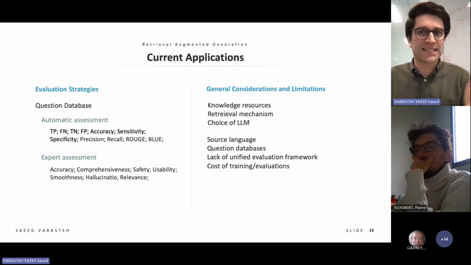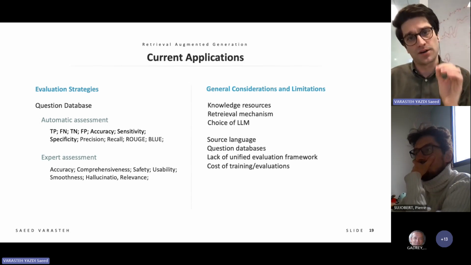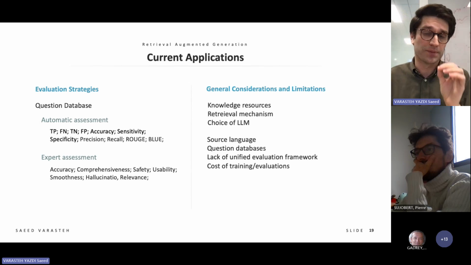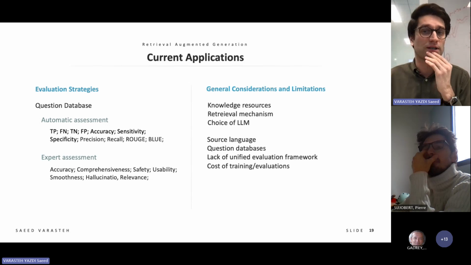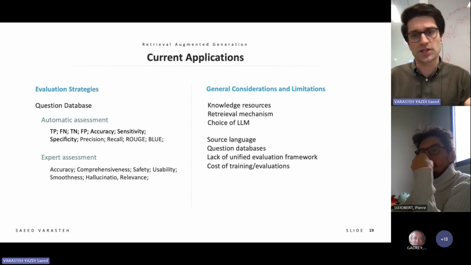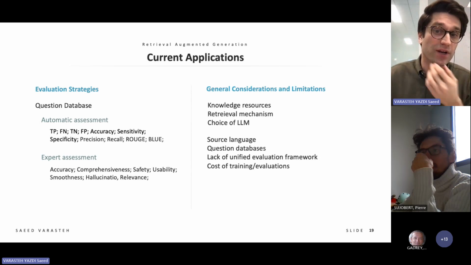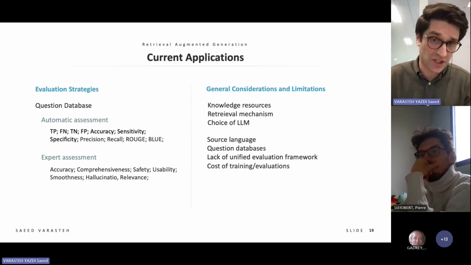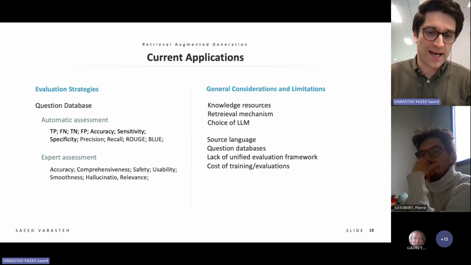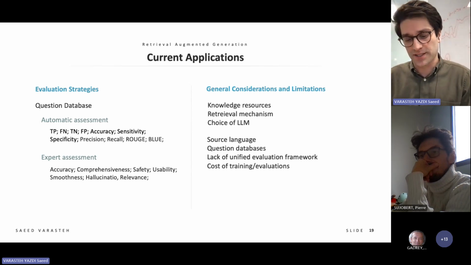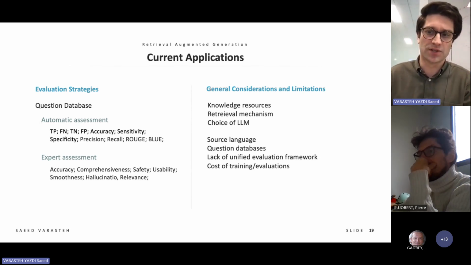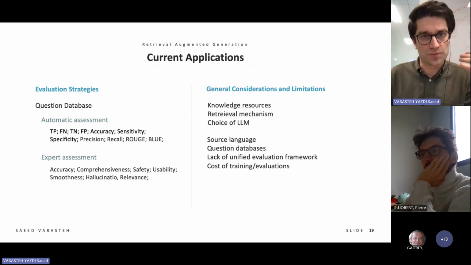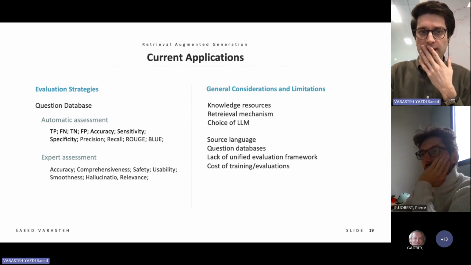As I said, all the components can be optimized. If you optimize the retrieval component especially, you will get much better results for your application. And as I said, there is not a unified framework for evaluation, and we don't have large question databases to evaluate these models. The cost is also important, because if you are using closed source LLMs, like GPT models, for answer generation, you need to pay for the queries and for the answers. But of course you can use open source LLMs, which might be free.